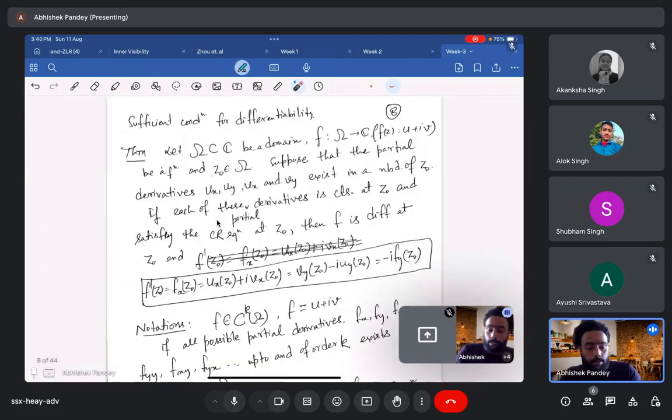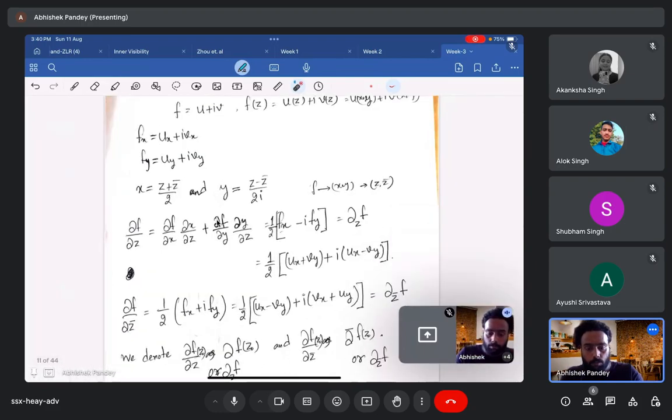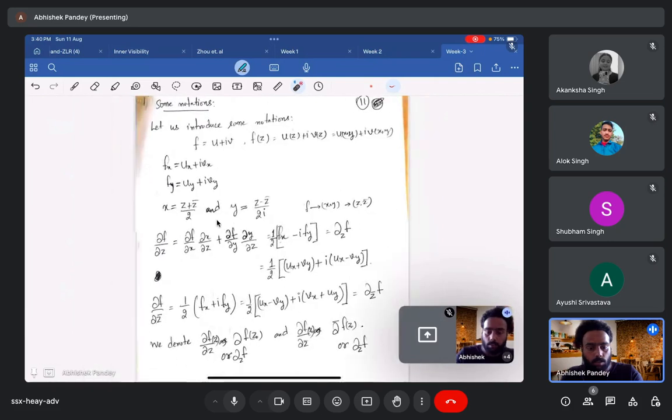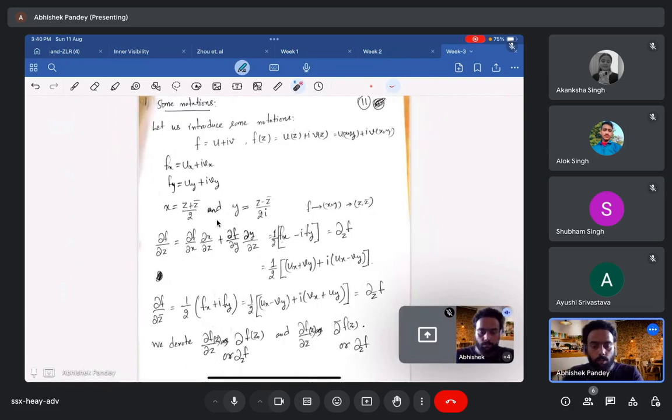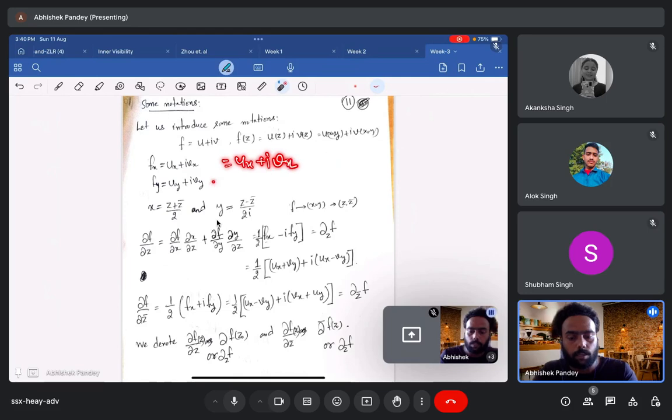Oh wait, I haven't told what I mean. How do we define del bar? Here is some notation. This should come first, but anyhow. f is equal to u plus iv, f z is equal to u z plus i v z. Now what would be the partial derivative of f with respect to x? It is nothing but ux plus ivx. And what is the derivative of f with respect to y? It is nothing but uy plus ivy.